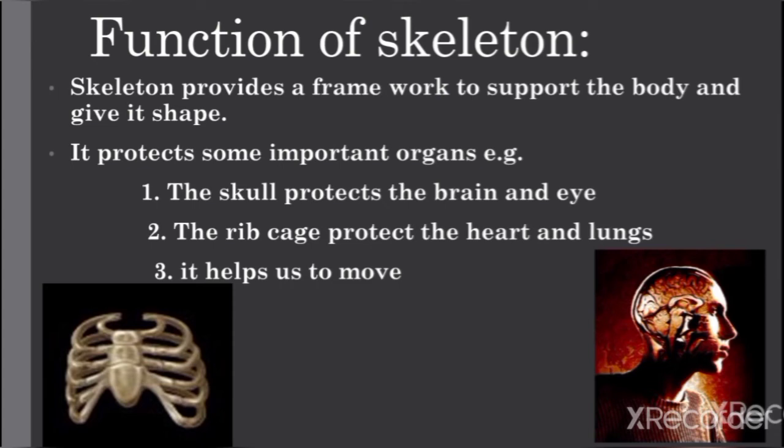Okay, here we discuss more about the function of the skeleton. The skeleton provides a framework to support the body and give it shape. It protects some important organs. For example, the skull protects the brain and eyes. The rib cage protects the heart and lungs. These are the delicate organs of the human body. The skeleton helps us to move. Without a skeleton, we can't move, sit, or do anything.